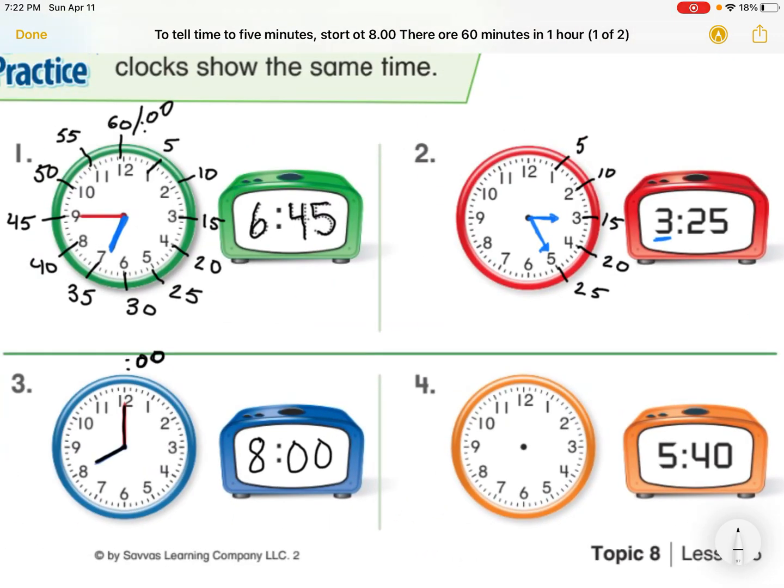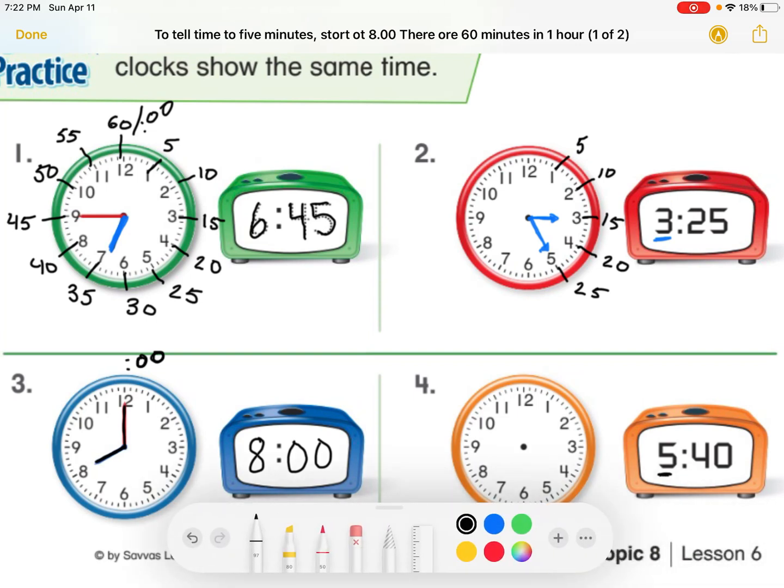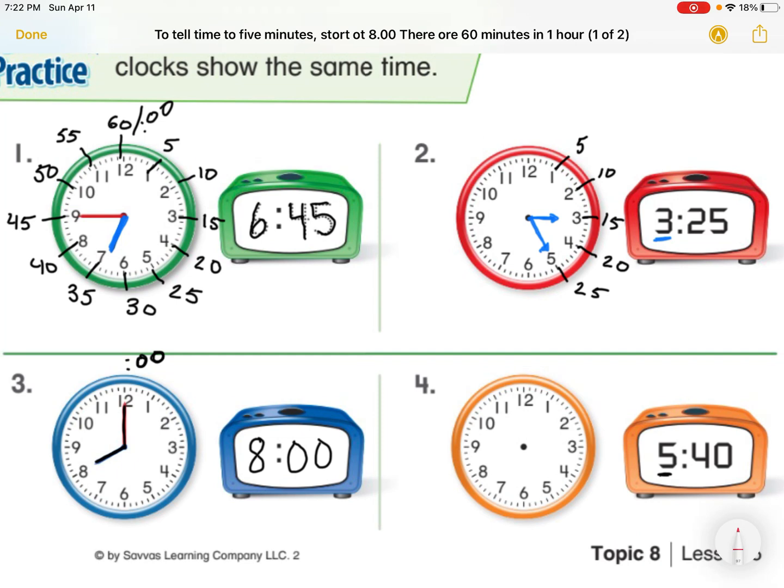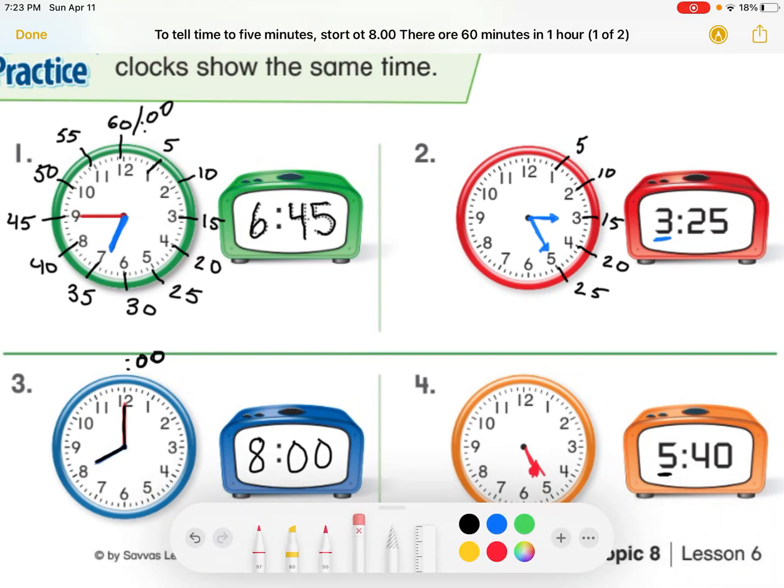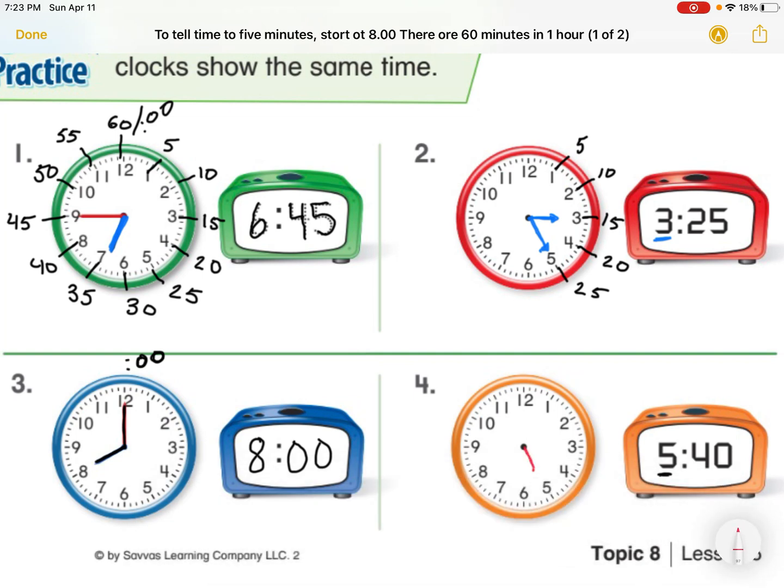For number 4, I have to show that it's 5:40. So on the hour hand, I need to show 5. And the hour hand is the smallest hand. And it's pointing to my 5. And again, you could just do lines. You don't have to do the arrow. Oops, that is really messy. Let's try that one more time. Okay, that looks a little better.